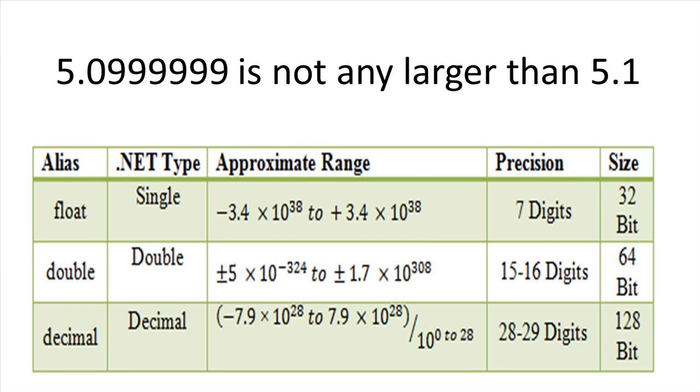5.0999999 is not any larger than 5.1, but yet it's more precise. So based on the number of decimal points, pick the right data type that will fit with what you're trying to store.